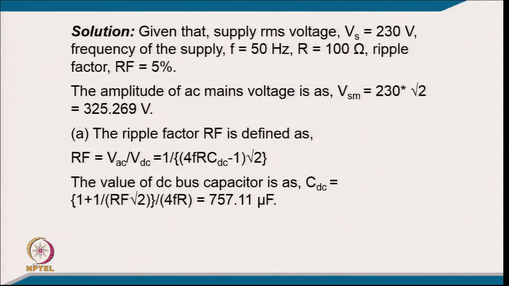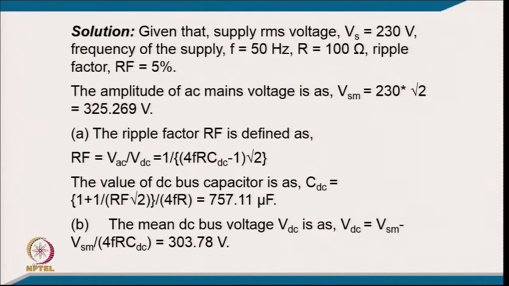From this relation we can find the value of the capacitor, which comes to about 757.11 microfarad. And the mean or average DC link voltage, VDC equals VSM minus VSM by 4 FRC, comes to 303.78.